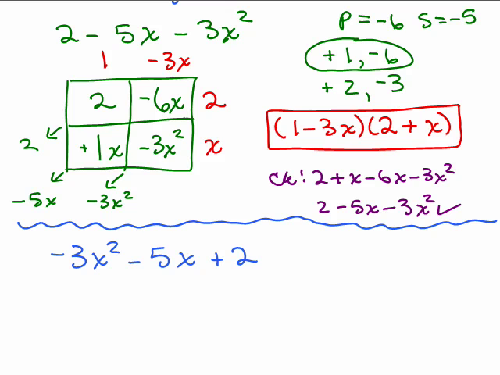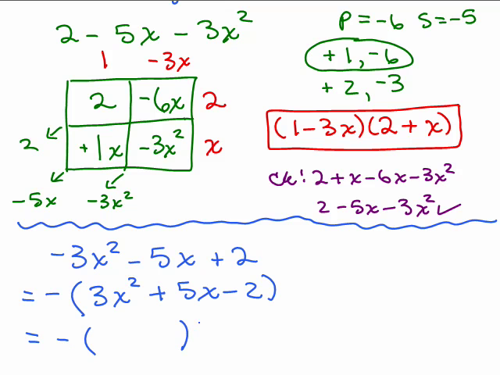Alright, now the alternative way of doing this problem is you can write the problem you want to factor, 2 minus 5x minus 3x squared, so that the x squared term is first. Negative 3x squared minus 5x plus 2, and factor out a negative 1. Now, you could just write a minus sign or a negative 1, but that would be a 3x squared plus 5x minus 2.